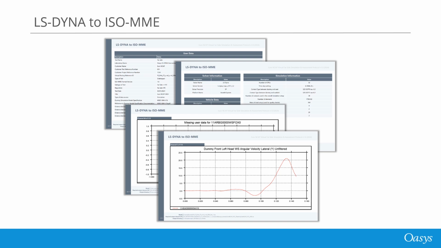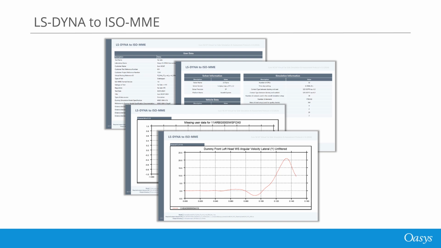Oasys THUMS can be used to perform the conversion interactively and to pinpoint and resolve any omissions in the LS-DYNA model setup to ensure that resulting ISO-MME files contain all the data required in the correct format, ready to upload to the Euro NCAP VTC server, as well as providing a solution to the challenge of quality and format of data.